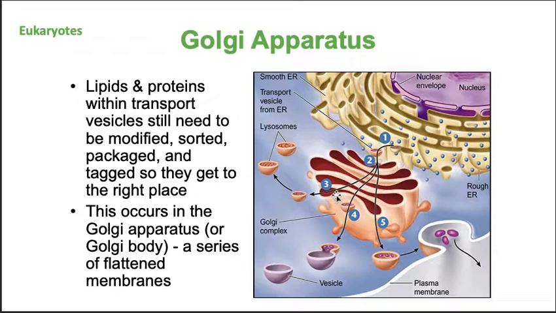So you can kind of think of this like when you're waiting for a package from UPS and it says it's reached a processing center. So you can kind of think of the Golgi apparatus as like that big processing and distribution center for all those packages. So everything gets delivered to the Golgi. It gets modified, sorted, packaged, tagged, and then sent out.